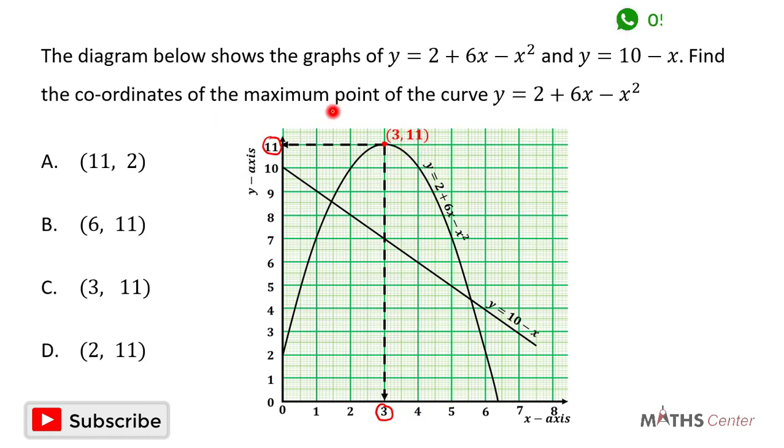So the coordinates of the maximum point of the curve are (3, 11). When we look through the options we have here, the correct option is option C, (3, 11).